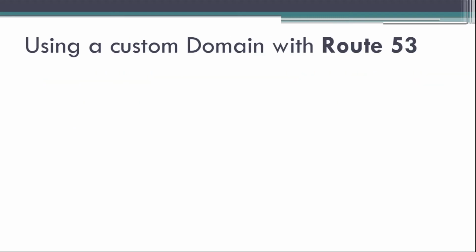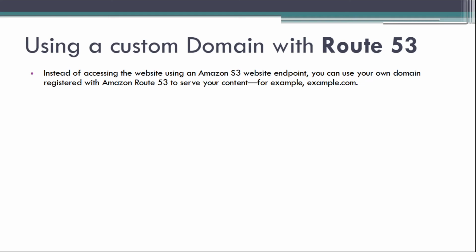Okay. Using a custom domain with Route 53. Instead of accessing the website using an Amazon S3 website endpoint, you can use your own domain registered with Amazon Route 53 to serve your content. For example, example.com. So if you are using Route 53, you can also use that as a domain. So instead of using the Amazon S3 endpoint, you can use your domain name. You can use Amazon S3 with Route 53 to host a website at the root domain.